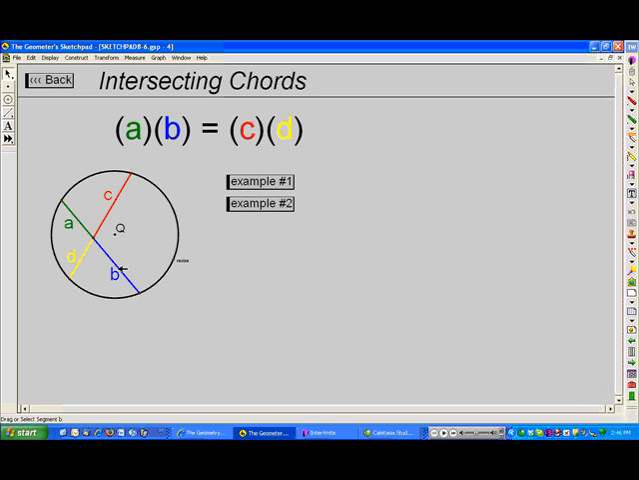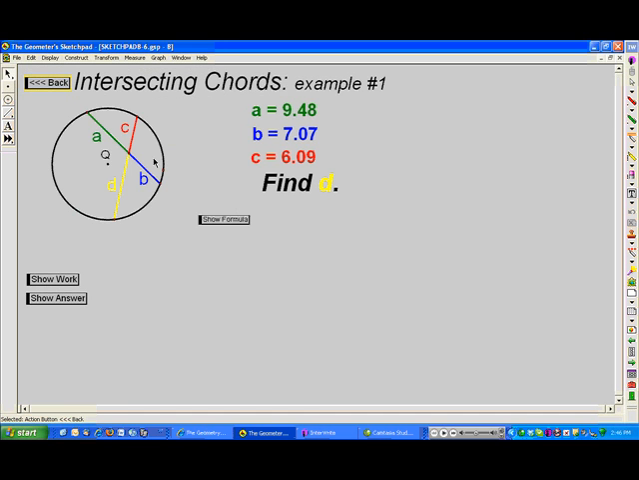If two chords do intersect, then each chord is divided into two pieces. One chord would be A and B, the other chord would be C and D. The formula states that A times B equals C times D. This is what I'm talking about.